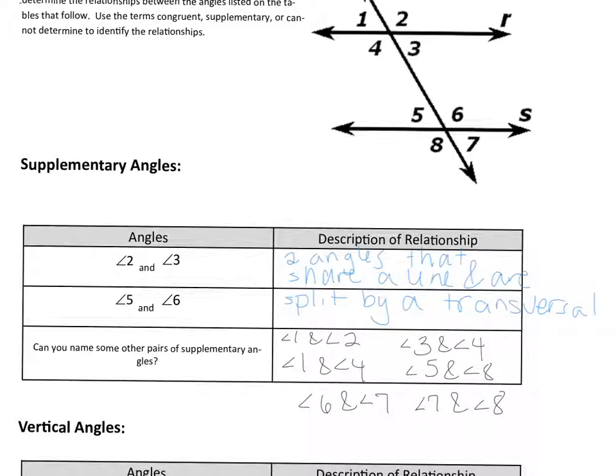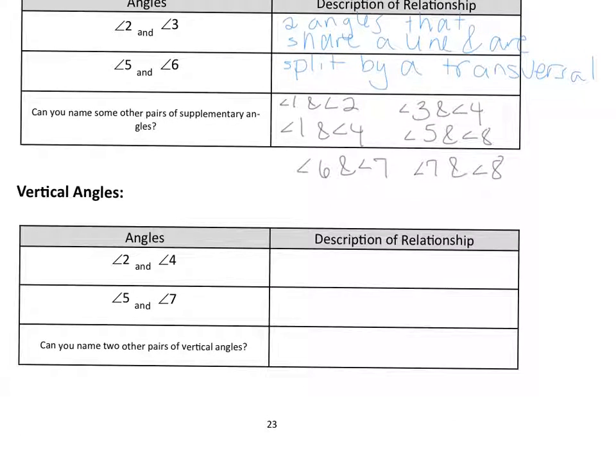Now for vertical angles, if you look at 2 and 4, what do you notice about them? Same for 5 and 7. What do you notice about their positions? Well, hopefully you've noticed that they're opposite angles that are formed at an intersection.